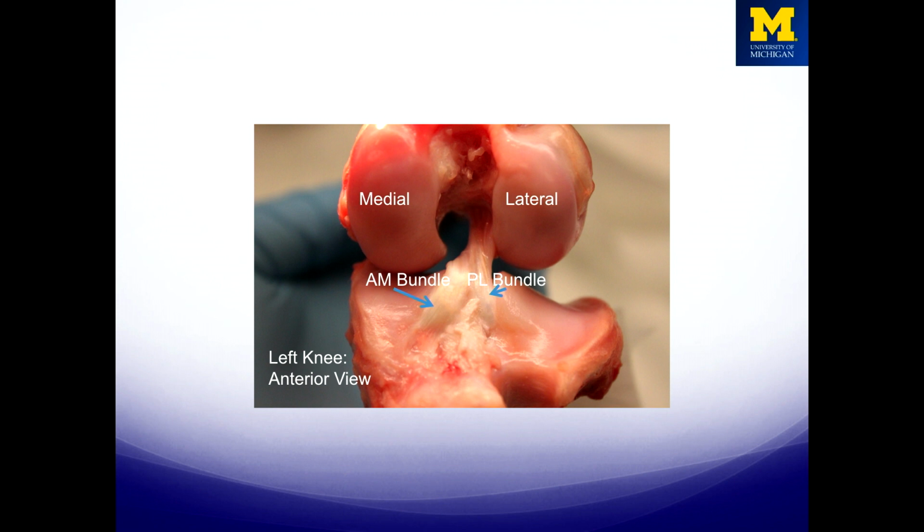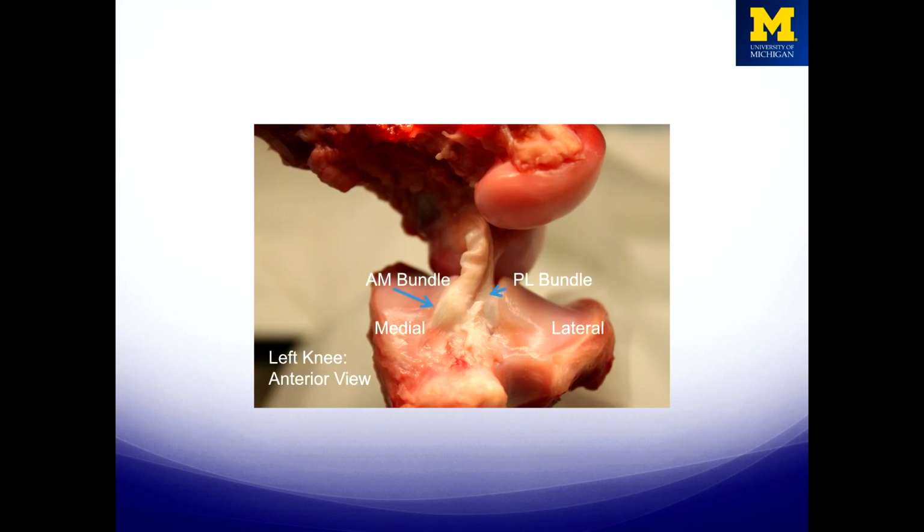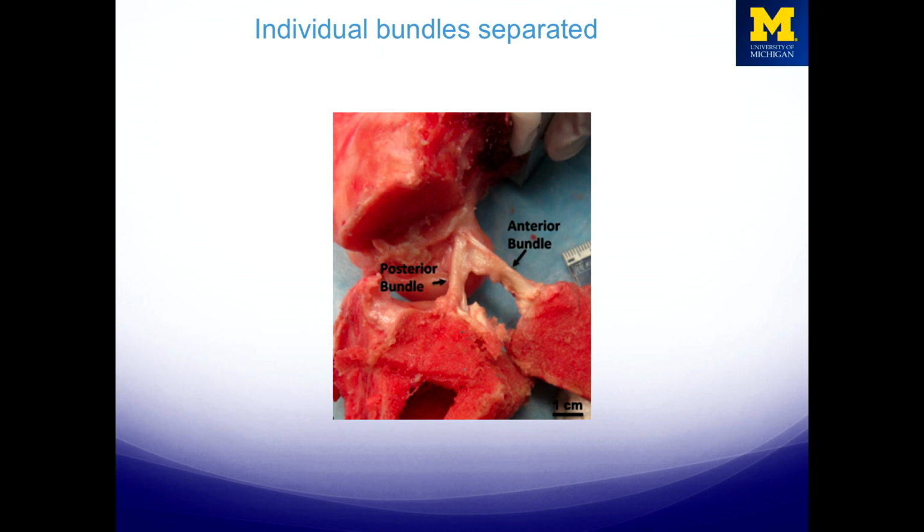So you want to start from a natural configuration. In this case, we untwist, okay? And don't worry, the animal's long gone. And then we cut the tibia in half and separate the two tissues. They just kind of rip apart.